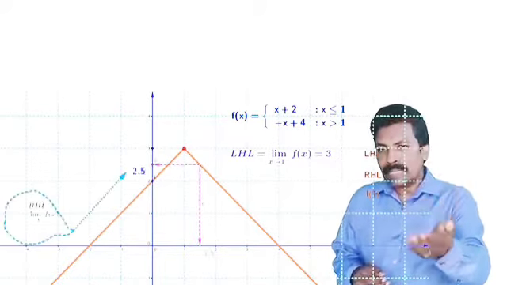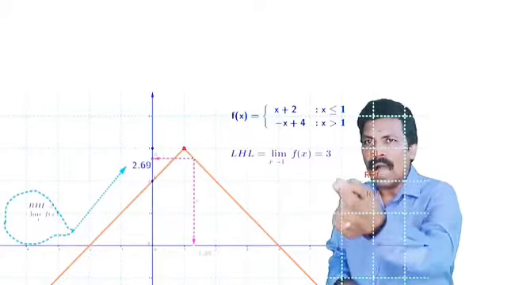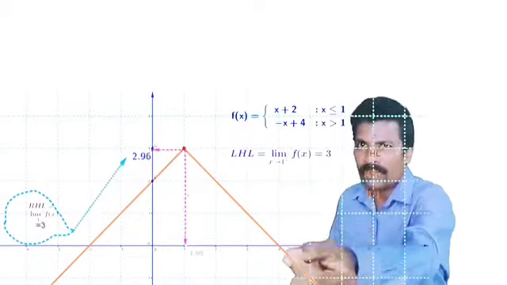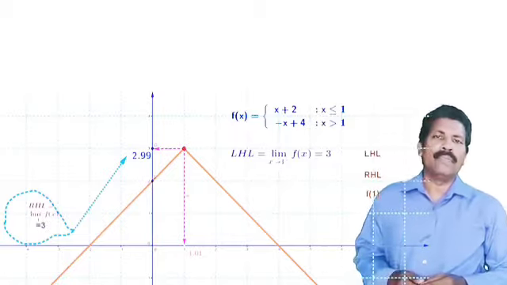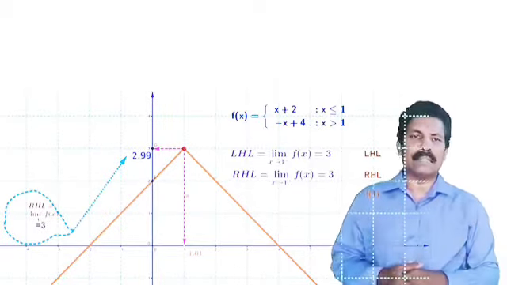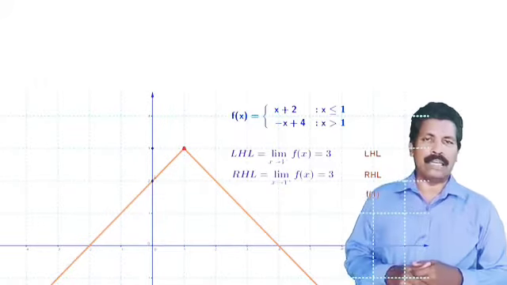So the right hand limit at x equal to 1. We are approaching, x is approaching 1 and f(x) is approaching 3. Therefore, we can speak of a right hand limit here, that is RHL is equal to limit of f(x) as x tends to 1 plus, that is equal to 3.